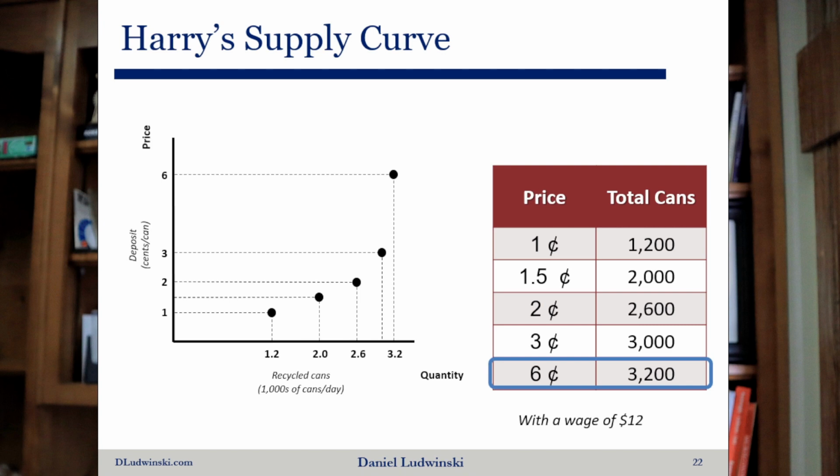If you remember from our previous chapters, that relationship is the supply curve. So what we just were able to do is look at opportunity costs, look at the trade-offs and the behavior of our producer Harry, and put together the supply curve, the relationship between price and quantity supplied.